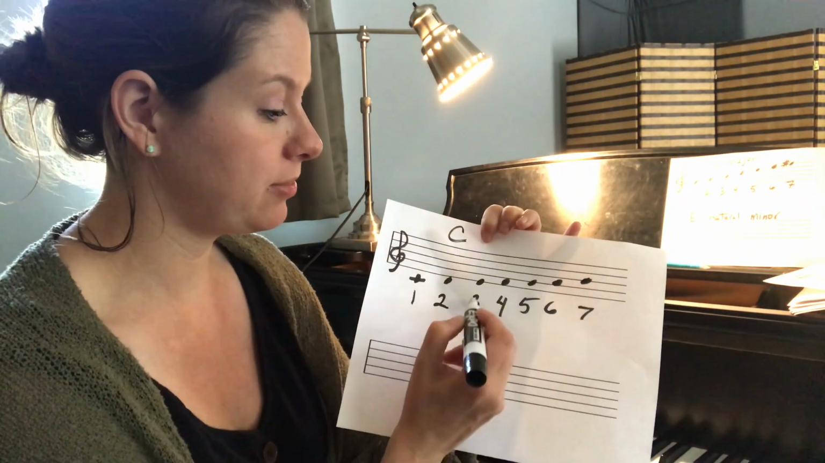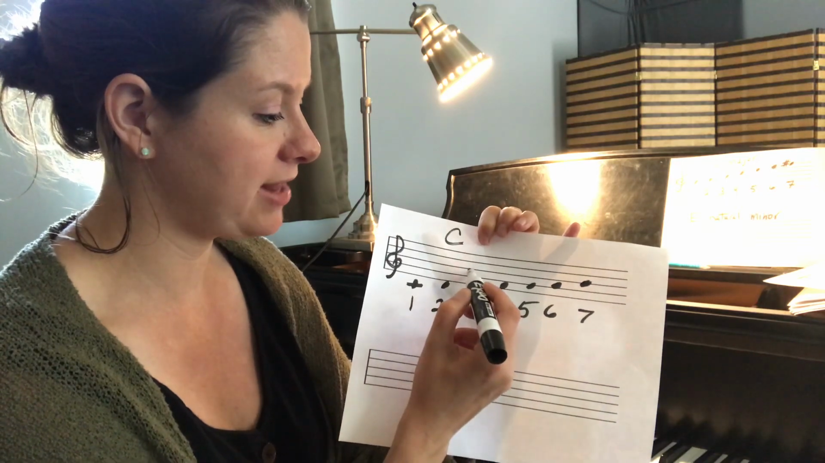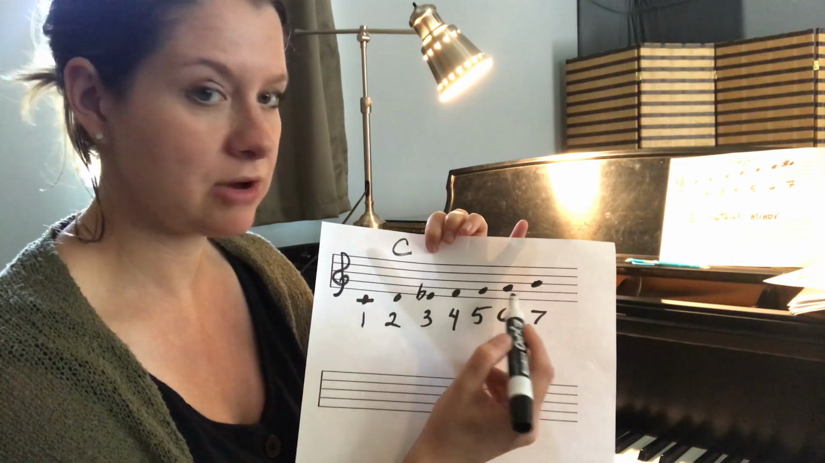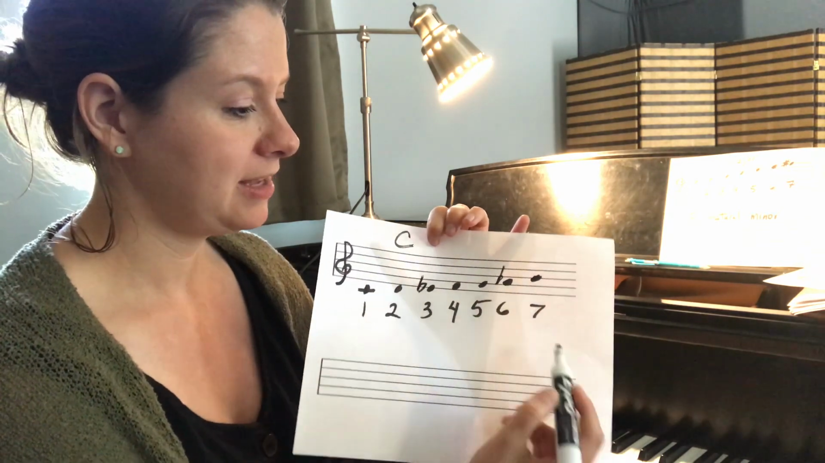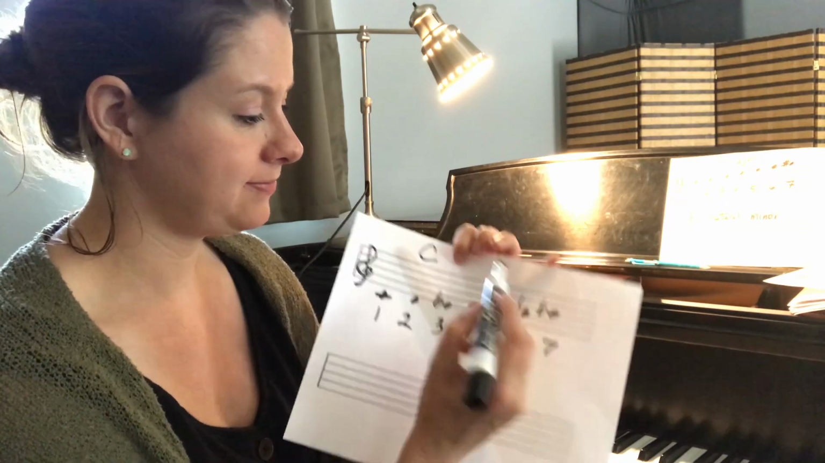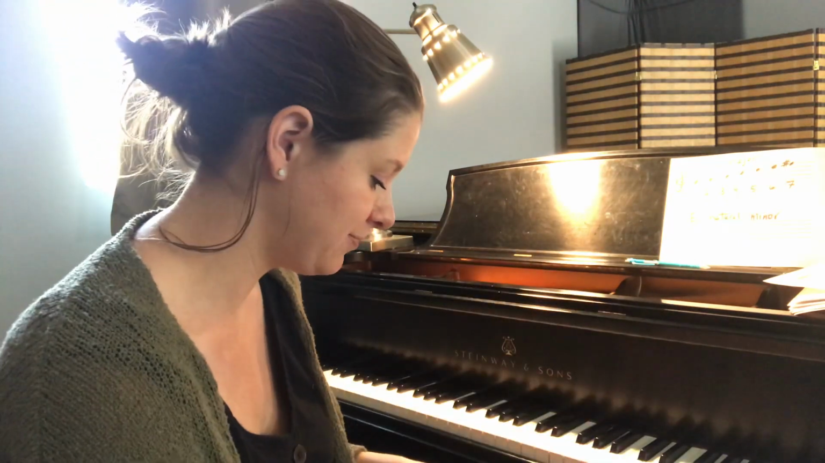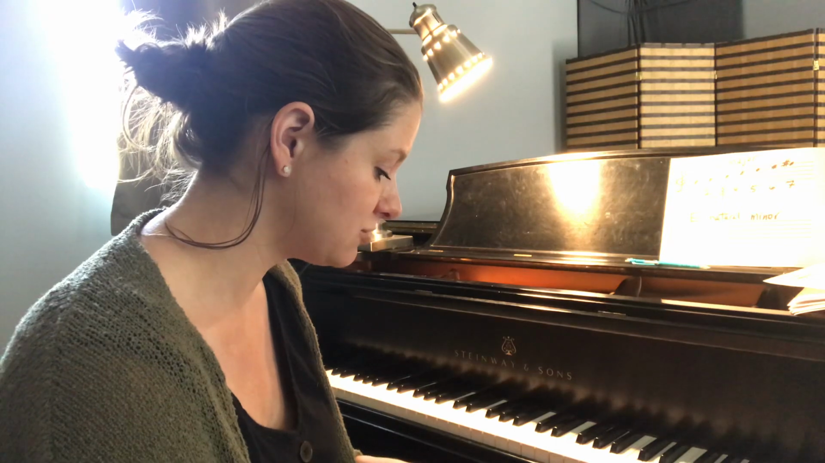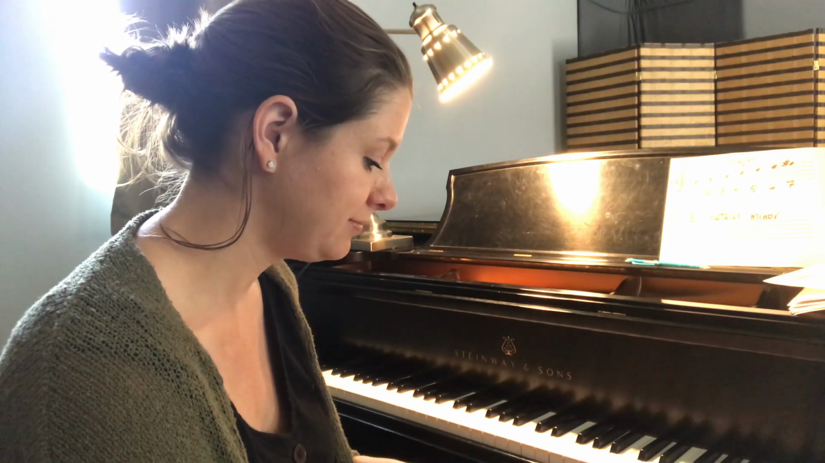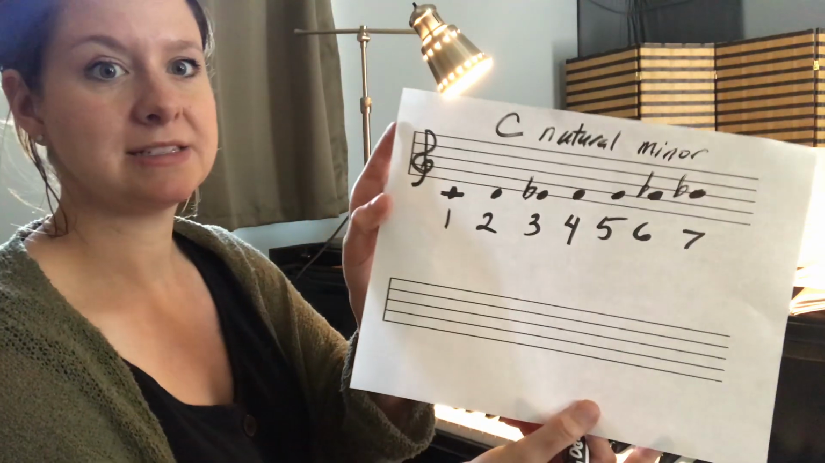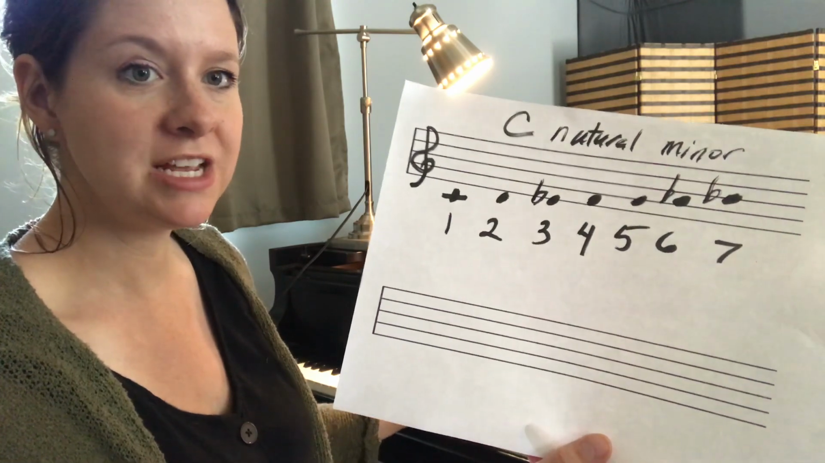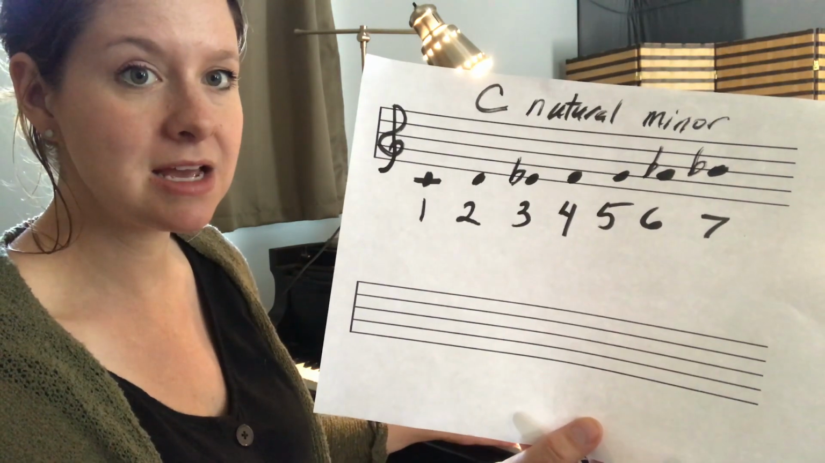So I'm going to lower the 3, so the E gets lowered a half step to E flat. The 6, the A, gets lowered a half step to A flat. And the 7, the B, gets lowered a half step to B flat. This is now, let me write that down, a C natural minor scale. So it looks like this. C, D, let me play it. C, D, E flat, F, G, A flat, B flat, C. Okay?